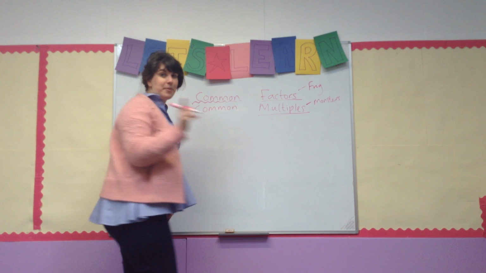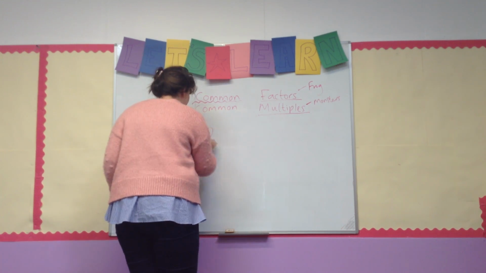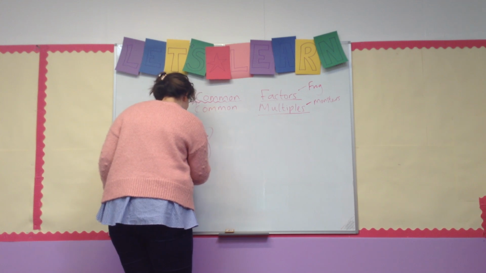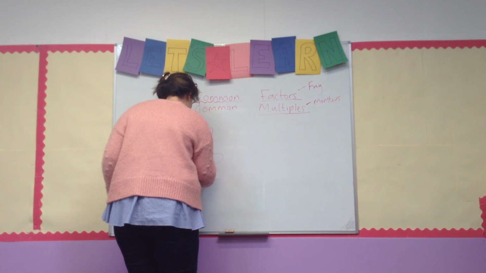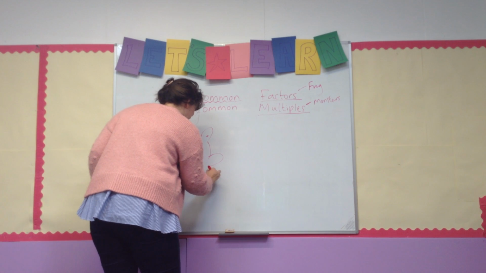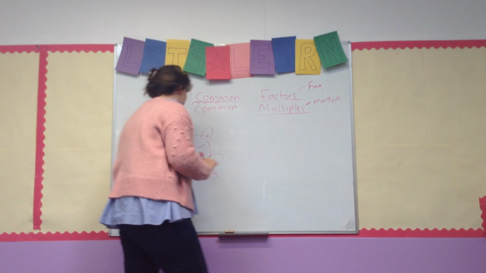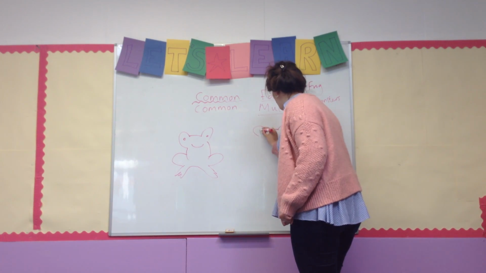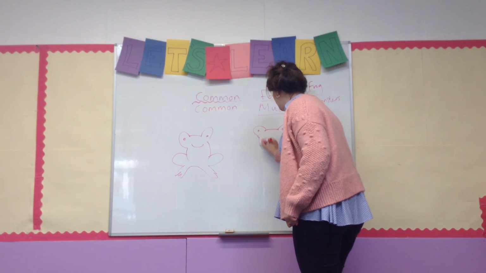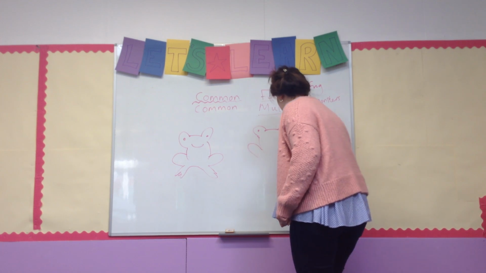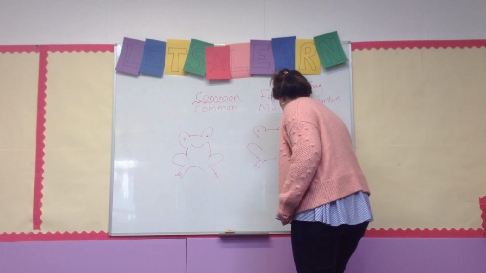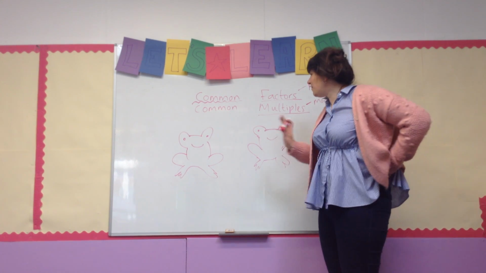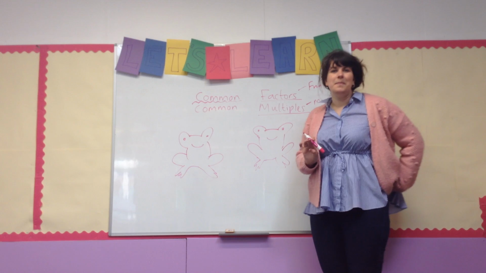So bear with me, I'm just going to be a brilliant artist once again. And here are his knees, and here are his feet. Here's his mouth. I've got one frog there. I'm going to need another frog. Draw his eyes in, draw his knees and his little feet. Okay, there's my other frog there. Right, I've got my two frogs and I'm going to be comparing the factors.